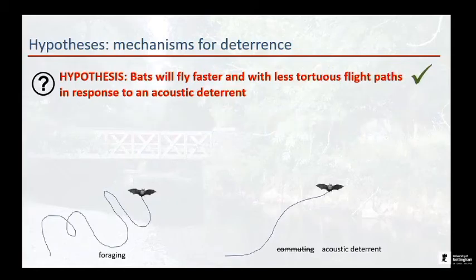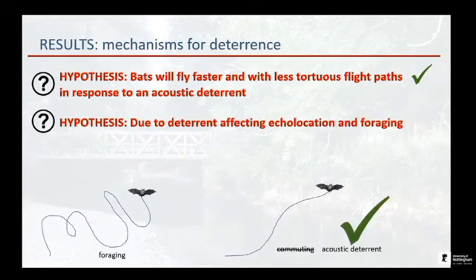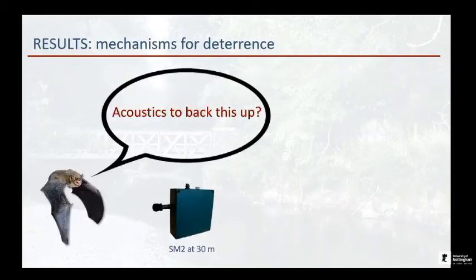And when we looked at this, we found exactly what we were expecting. So bats did. They flew faster and they flew more directly. And we also found this was due to the fact that they weren't foraging and some kind of effect on the echolocation. So the acoustics back this up, and this masking effect, this mechanism behind the deterrence.